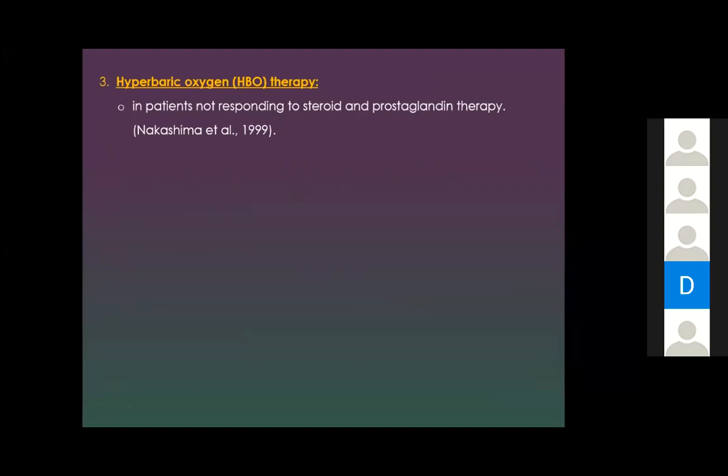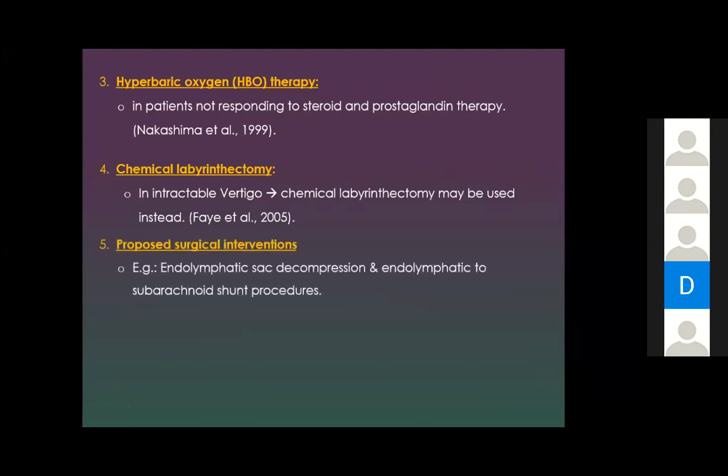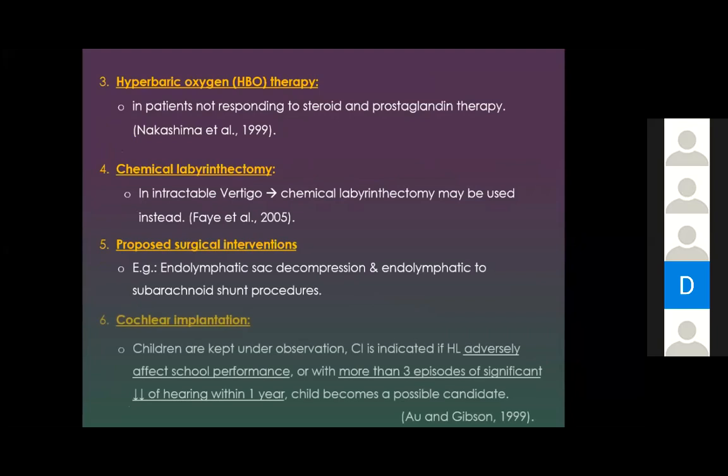Hyperbaric oxygen therapy may be tried when corticosteroids fail to treat sudden hearing loss, and showed some success rate in patients. Chemical labyrinthectomy is done in intractable vertigo. When vertigo is severe and uncontrolled, chemical labyrinthectomy may be done. Proposed surgical intervention may be, in some cases, endolymphatic sac decompression, shunt procedure.